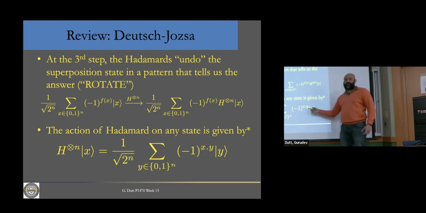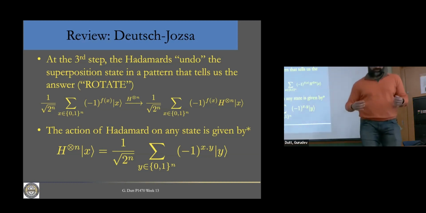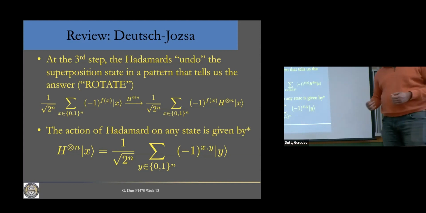So x dot y represents x_{n-1} times y_{n-1} plus x_{n-2} times y_{n-2}, plus, until x_1 y_1 plus x_0 y_0. We discussed this in the last class, what this means. So that gives us this superposition over here.